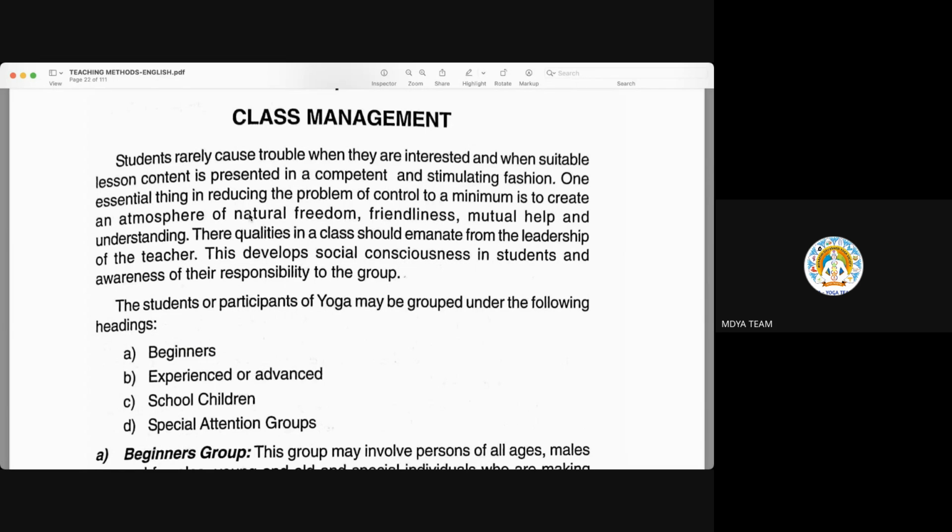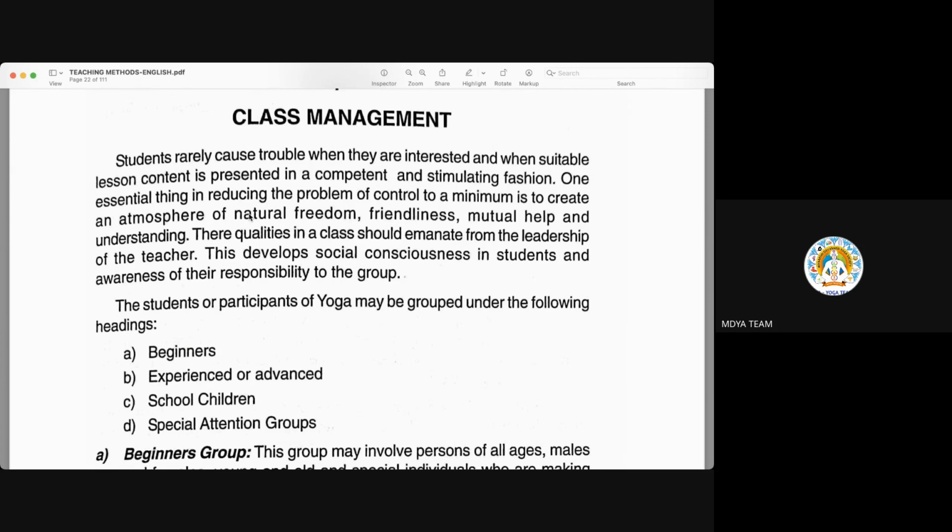So today we'll move ahead and see what is class management. How to manage a class, which includes the sitting arrangement and how you can make groups of students. So let's start.